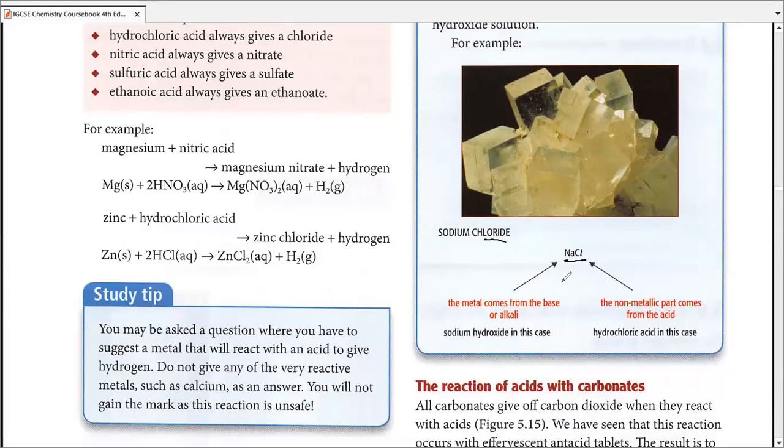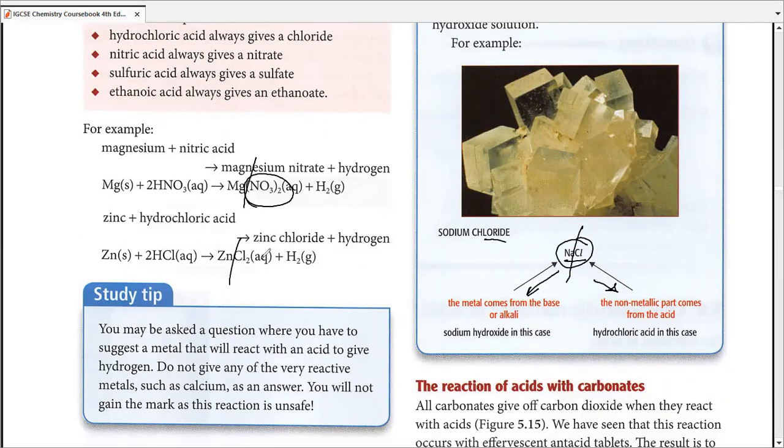NaCl is the example. In this example of NaCl, the metal comes from the base or the alkali. The non-metallic part comes from the acid. So the chloride part comes from hydrochloric acid, but the sodium comes from the metal or the base or the alkali. So that's how we can bifurcate it. Every time a salt forms, we can easily bifurcate the salt.